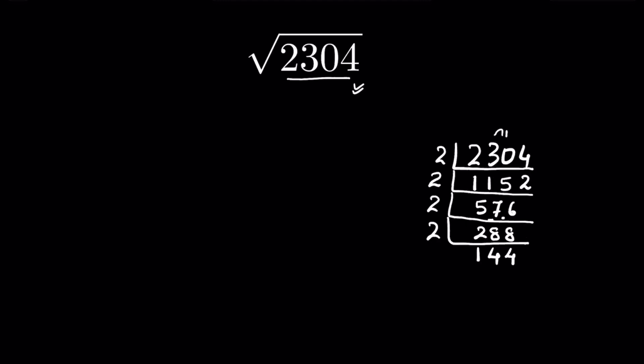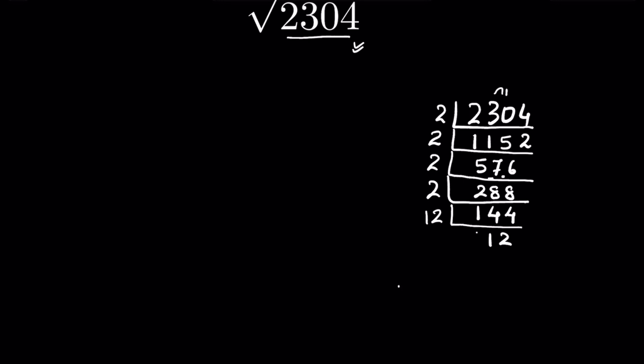Now you can keep on dividing this number. But if you remember the squares of numbers from 2 to 20, this will become much easier. 144 is square of 12. So we can directly jump to 12 and write it like this. 12 times 12 is 144. Now we have the factors 2 square times 2 square times 12 square.